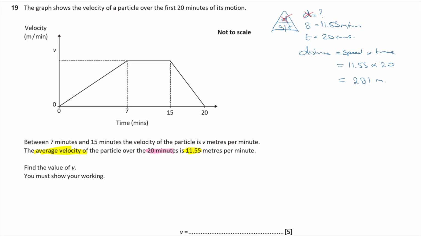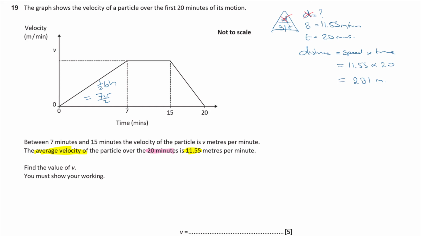And that therefore is going to be the area under the velocity time graph, because the distance travelled is equal to the area under the velocity time graph. So we can use that fact to work out v, because the area under the graph we can work out in terms of v, and then we can equate it with 231, and then solve for v. So let's work it out. What's the area of this one? The area of a triangle is a half base height, and in this case, the base is 7, the height is v. So this one is going to be 7v over 2.